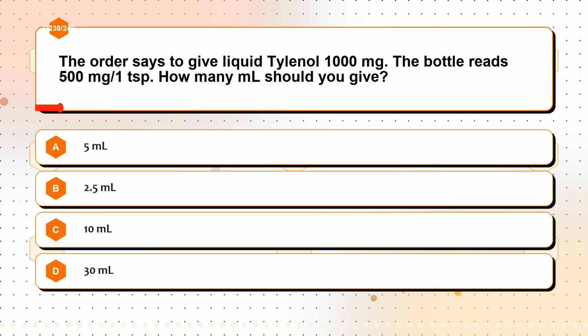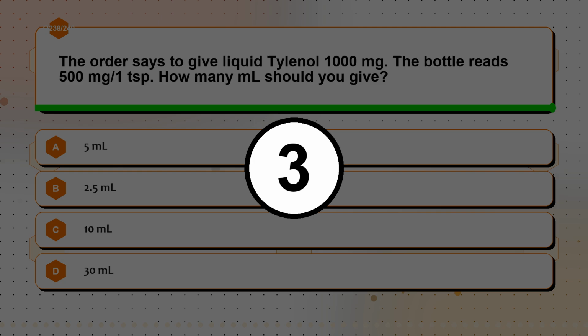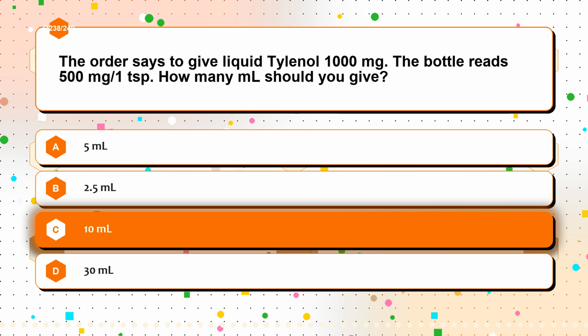Question 238. The order says to give liquid Tylenol 1000 mg. The bottle reads 500 mg/1 TSP. How many ml should you give? Here are the options. Option A, 5 ml. Option B, 2.5 ml. Option C, 10 ml. Option D, 30 ml. The correct answer is option C, 10 ml.